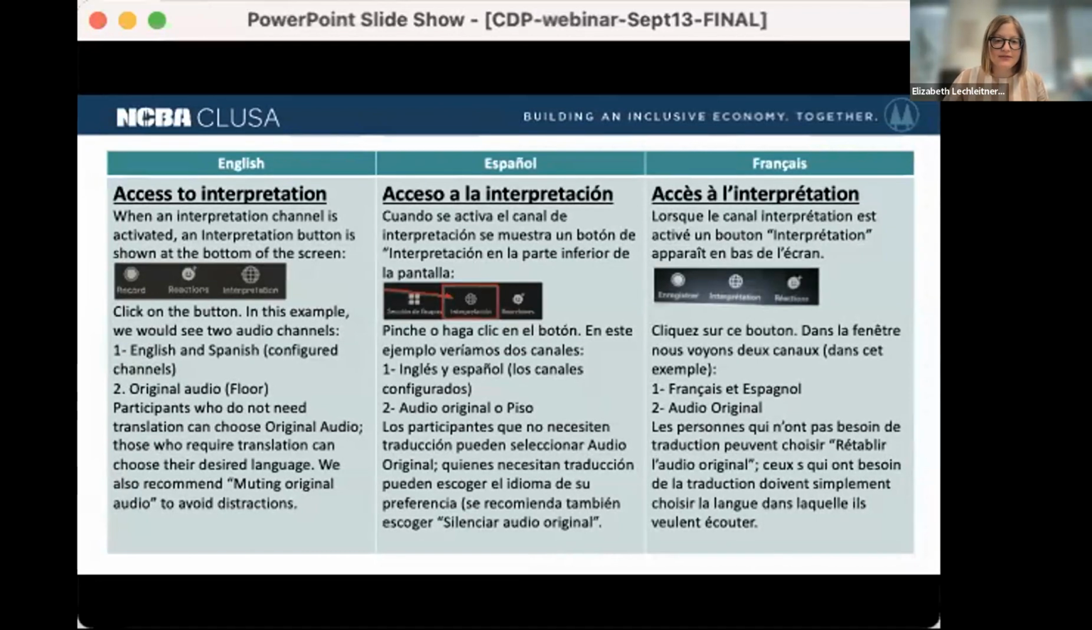You're just going to want to look for the button at the bottom of your Zoom panel, and it's going to have a little kind of globe icon. It'll say interpretation. Click on that, and it's going to pop up and give you your preferred language channel.